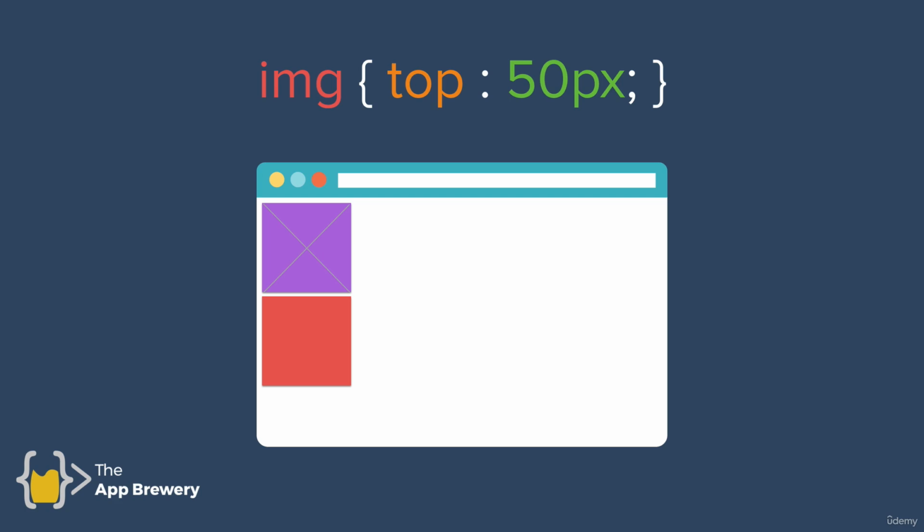Now, the other thing to remember is that when we change the coordinate properties, for example, in this case, we're saying make the top coordinate property for this relatively positioned image 50 pixels. What that really means is that we're taking the top of where that image used to be and we're giving it a 50 pixel margin from the top of our current image.